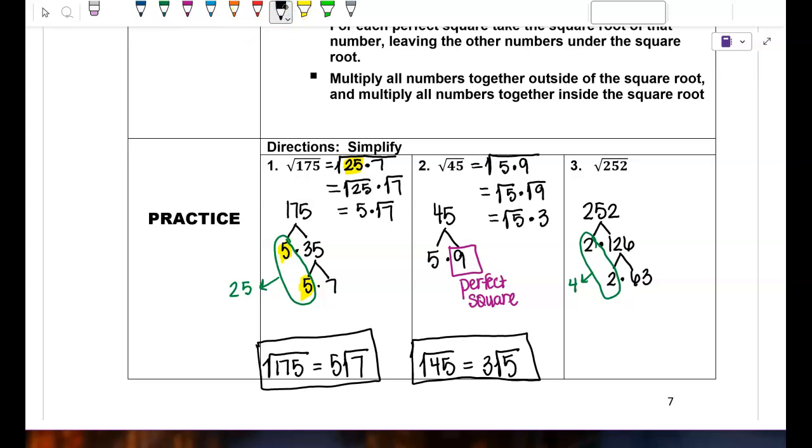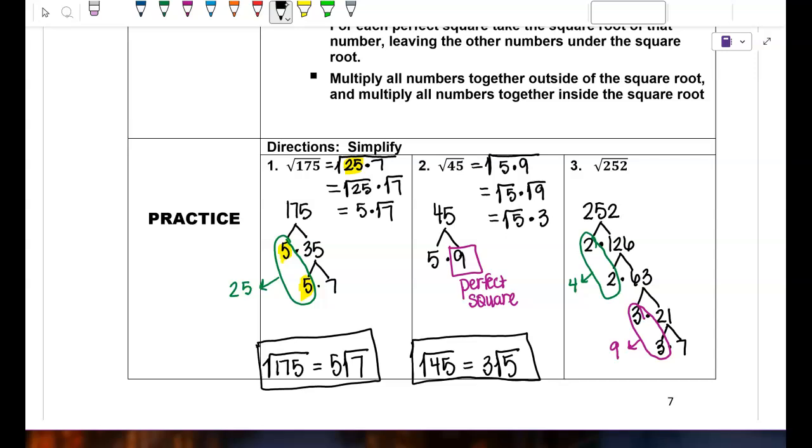But what about 63? What two numbers multiply together to make 63? So 3 times 21. 3 is prime. I can't break down 3 any further. But what about 21? 3 and 7. So again, I get another set of perfect squares. 3 times 3 gives me 9.